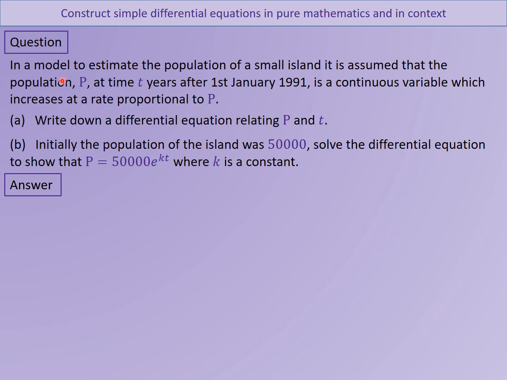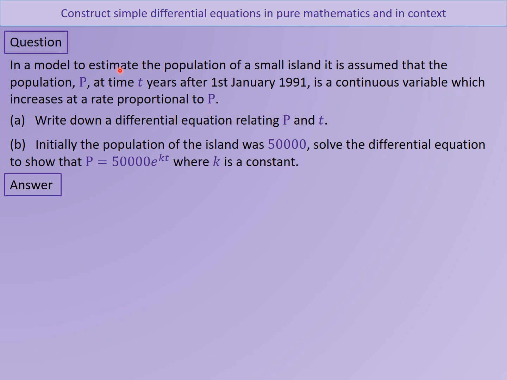So in the model to estimate, it's assumed that the population P at time T years, sometimes they might trick you out and change between units. So I need to be careful. This one looks like it's being nice to us though. So the population T years after 1991 is a continuous variable, which increases at a rate proportional to P. Right, so the rate of change of P over T is proportional to P.